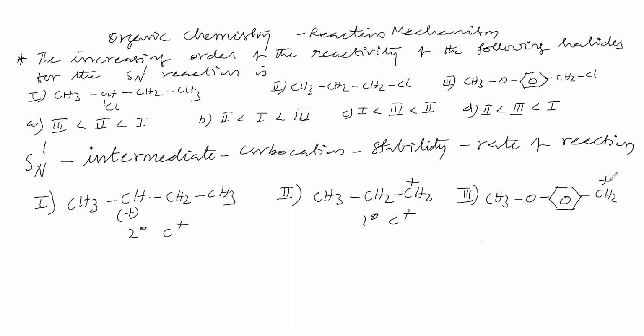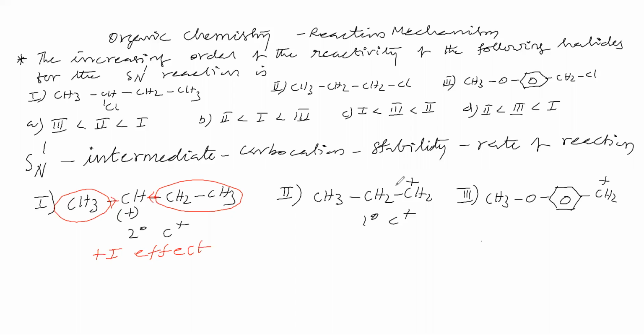Now, this secondary carbocation is stabilized by the plus I effect. How many plus I groups show the inductive effect? One is the methyl group, which shows the plus I effect. Next, the ethyl group shows the plus I effect. Two groups are showing the plus I effect, so due to the plus I groups this carbocation is stabilized.